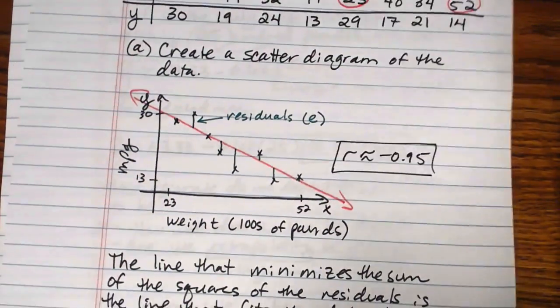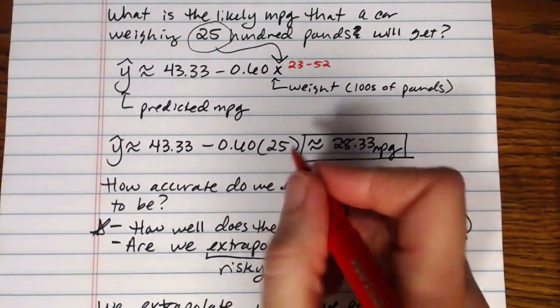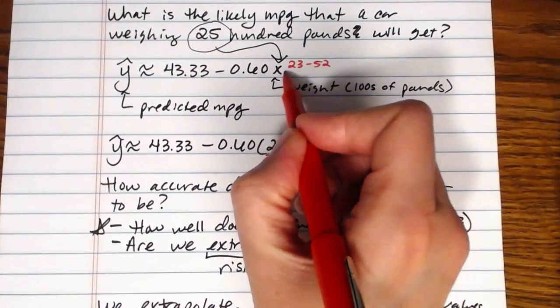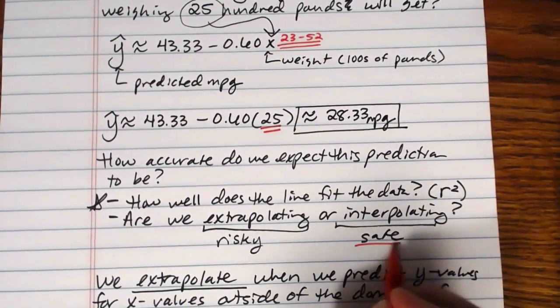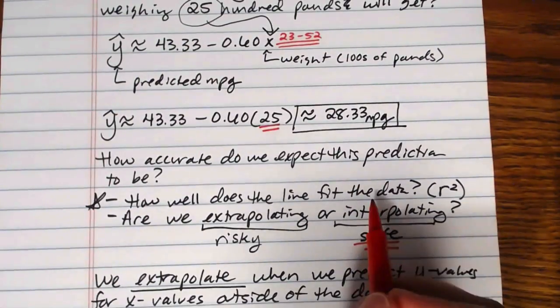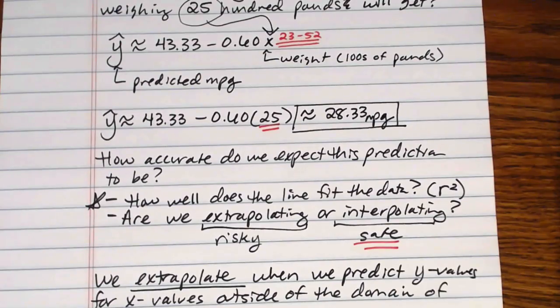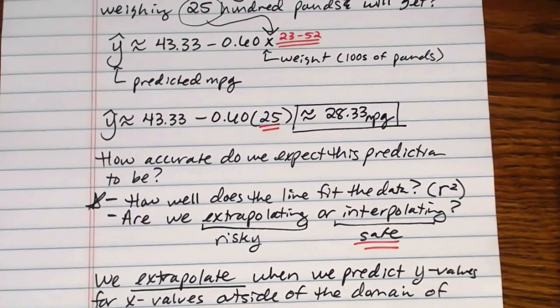Okay? So here, with the value that we just calculated, a prediction for a car that weighs 2,500 pounds, that is within the domain of this original data set. That is interpolating. That is a safe thing to do. And as long as the line fits the data well, we then would expect that to be an accurate prediction. So again, we'll talk about determining how well the line fits in the next video. But here we would expect this to be an accurate prediction.